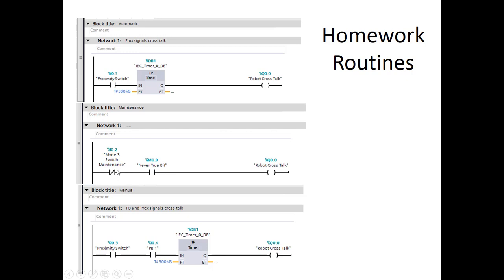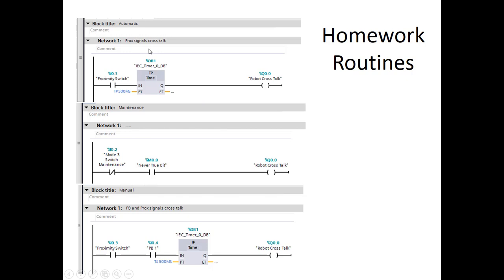So the maintenance switch has been selected in order to call this subroutine in the first place, but the maintenance switch is also opening this, causing this to be false. This is never true, so that is false, and the robot crosstalk is therefore always going to be false, okay? So in the maintenance network, we have the robot crosstalk.